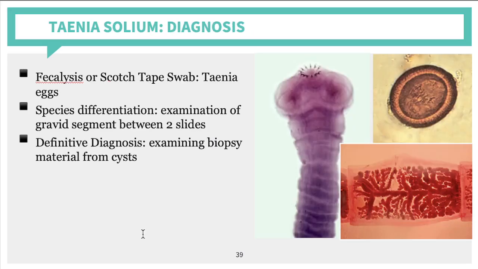Now, how do we diagnose? Based on the eggs present, or you can identify that based on the gravid segment. So later on, we will try to differentiate the gravid segment of your Taenia solium and saginata. And what will be our definitive diagnosis is basically examining biopsy material from cysts.